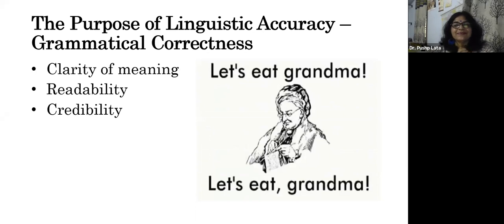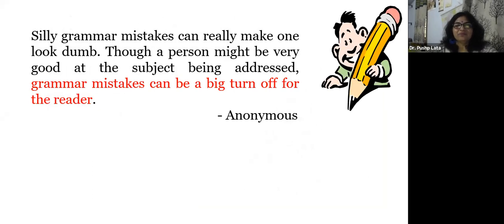Yes, here is a wonderful cartoon. Let's eat, Grandma. What does it mean? You're all going to eat your grandma, right? So, let's eat Grandma. You are addressing her and asking her, come, let's eat. So the first one is incorrect. And the second one, the comma makes it meaningful, right? With the first one, your grandma is going to beat you. Let's not do that. It's an anonymous quote, but an interesting one.